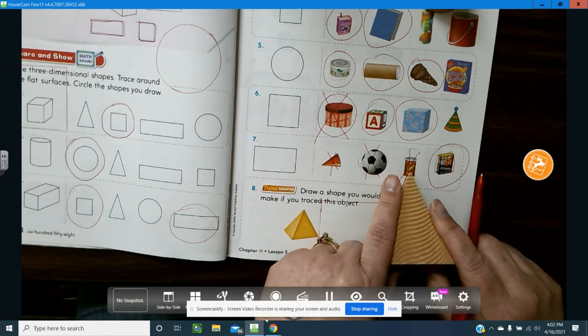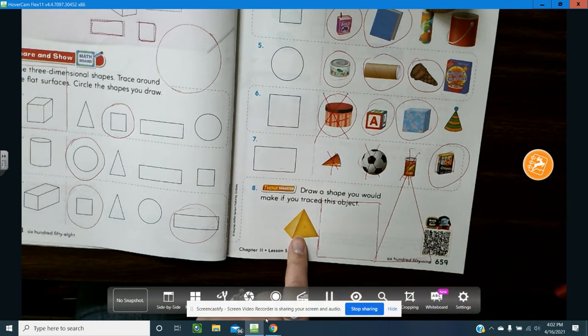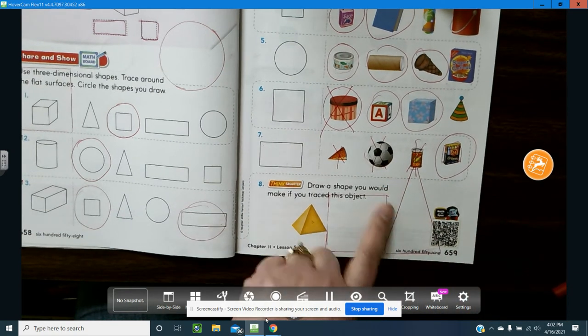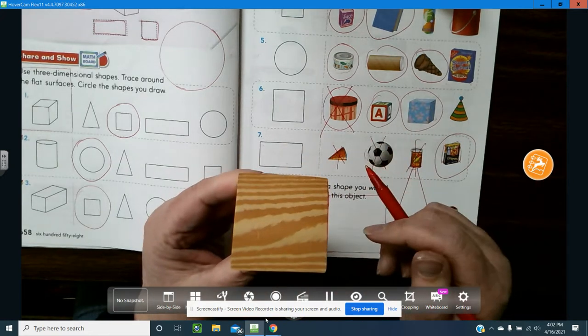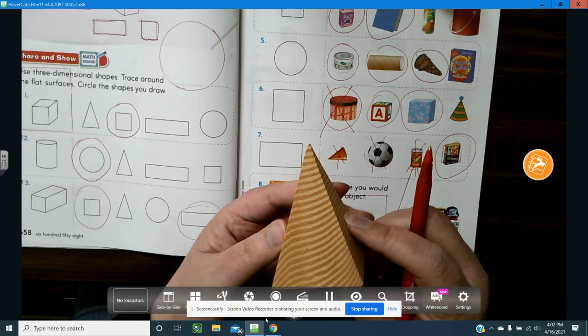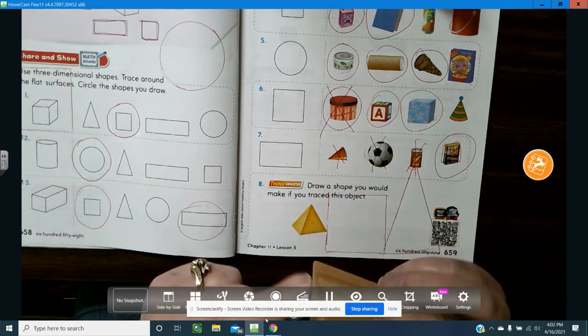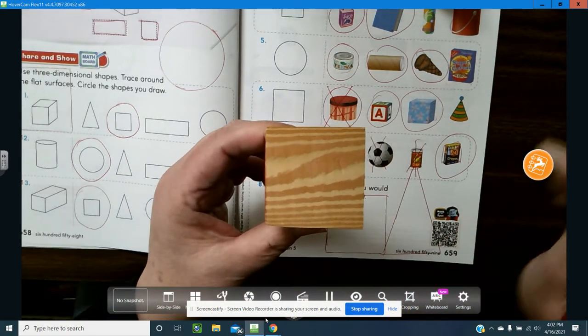What's it look like right there? That's right, a triangle. So if you trace the sides of this, the bottom looks like a square and the sides look like triangles. This is called a pyramid. It has 4 triangle sides and 1 square side.